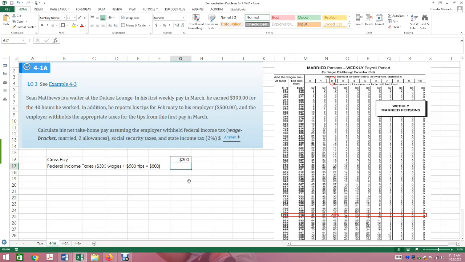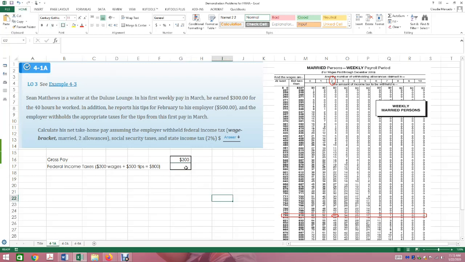So this is a deduction. Now it's very important, because it's a deduction, I need to enter it either with a minus sign or in parentheses. That way it shows as a deduction, because it is a deduction. If you don't enter it in a minus or parentheses format, it's going to get counted incorrectly, even though the dollar amount is right. So we've done our federal income tax calculation.